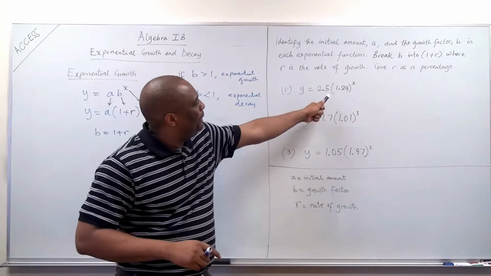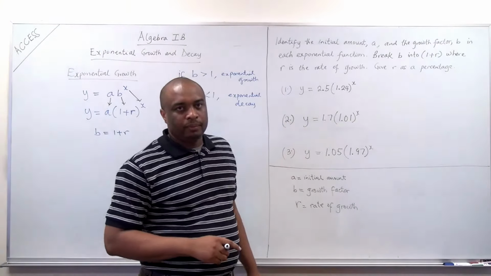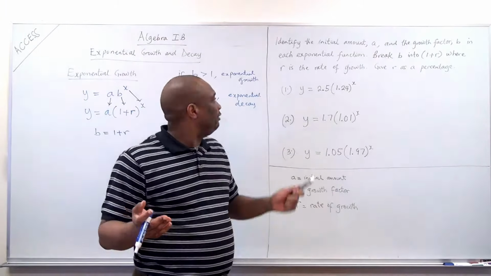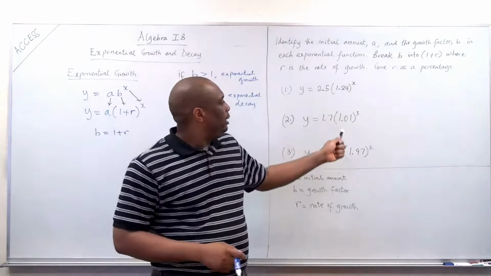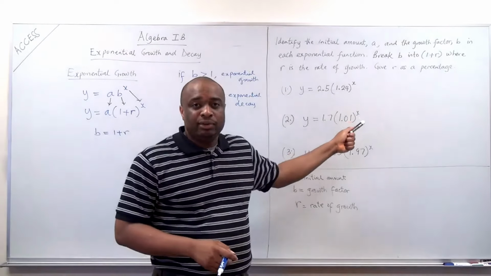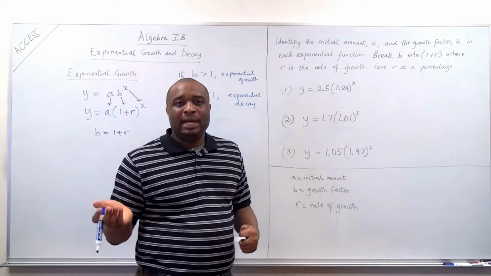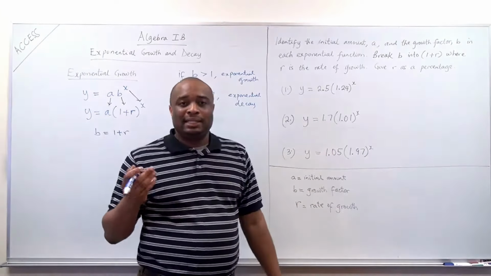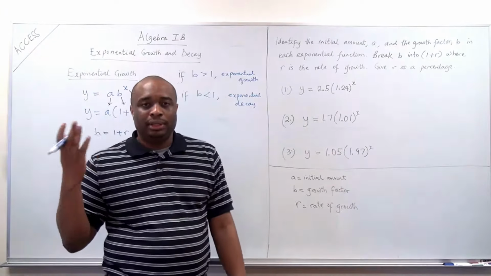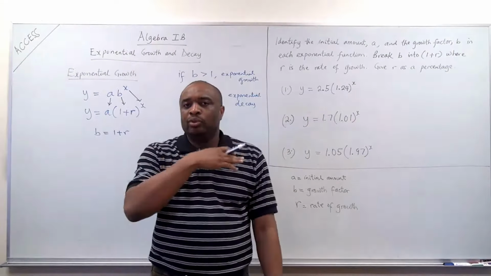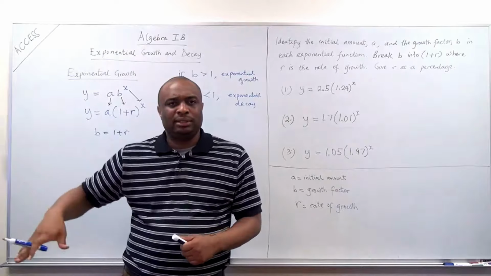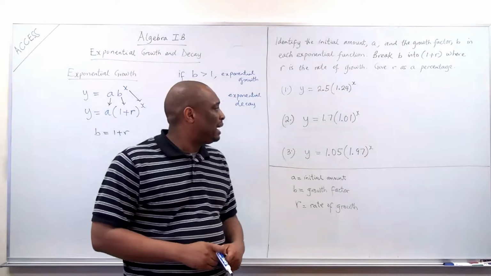So in this case, for question 1, our b is 1.24, so that's growth. If b is greater than 1, then that's growth. Question 2, our b is 1.01, which is greater than 1, that's growth as well. Question 3, our b is 1.97, which is greater than 1, that's growth. So you will need this information to answer some questions in your assignment.